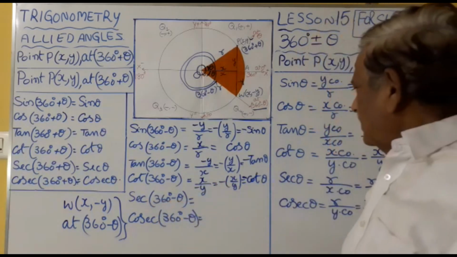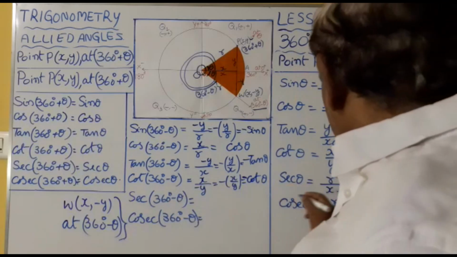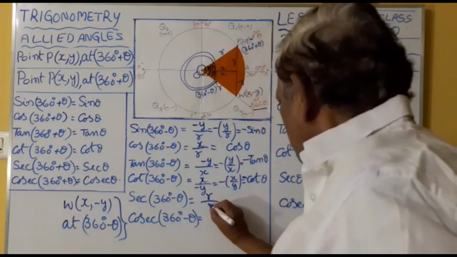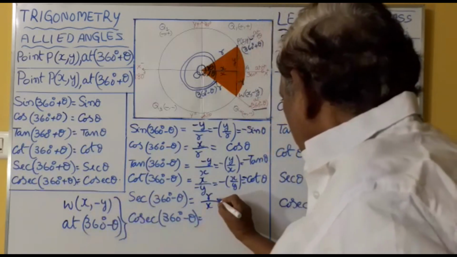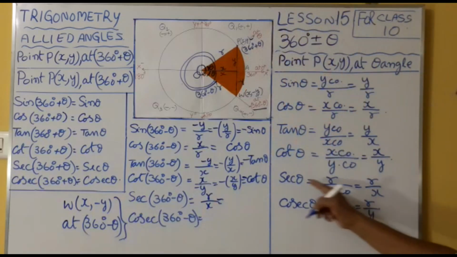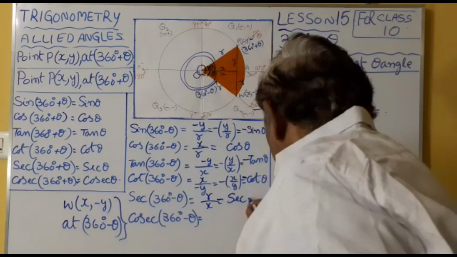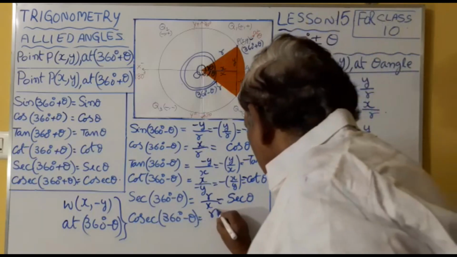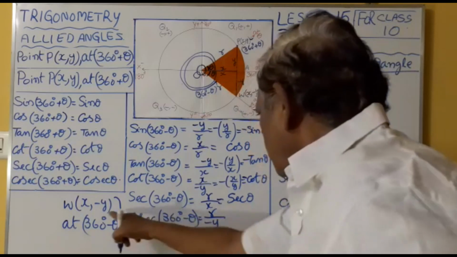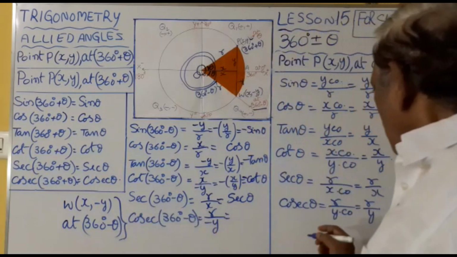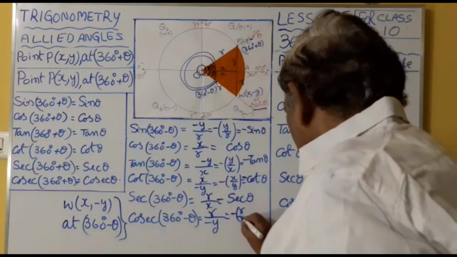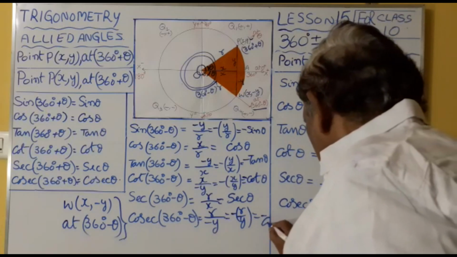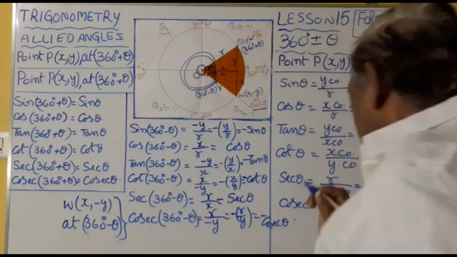Sec(360 minus theta) is r by x coordinate. The x coordinate is positive. Therefore, r by x. But r by x is sec theta. This is sec theta. Cosec(360 minus theta) is r by y coordinate, but the y coordinate is negative. Therefore, this is r by minus y, which is minus of r by y, but r by y is cosec theta. Therefore, this is minus cosec theta.